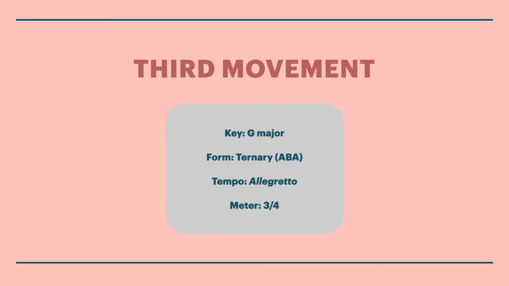Third movement, we're back in G major. We're working with ternary form here, so ABA, where the A's are the same, and the B is heavily contrasted to the A's. In this case, because the movement is a minuet and trio, the A sections are minuet and the B is our trio. Our tempo is, as the minuet would indicate, 3/4.